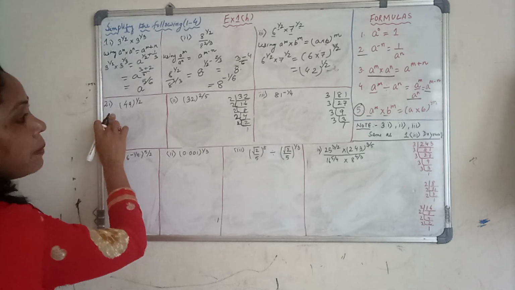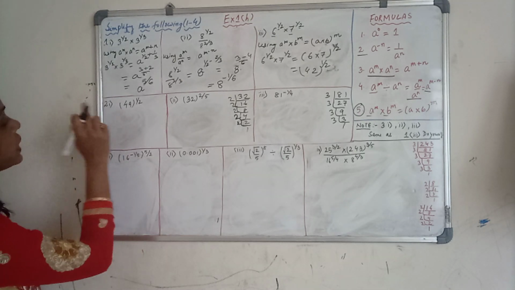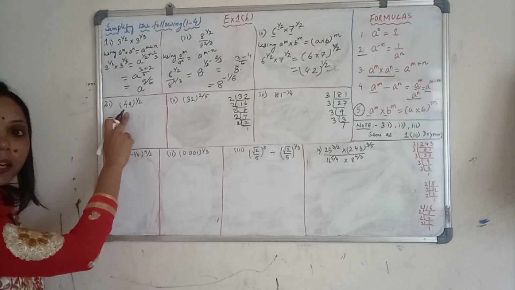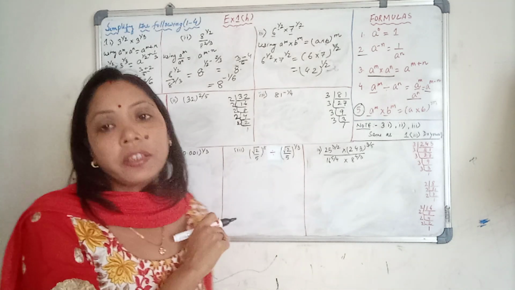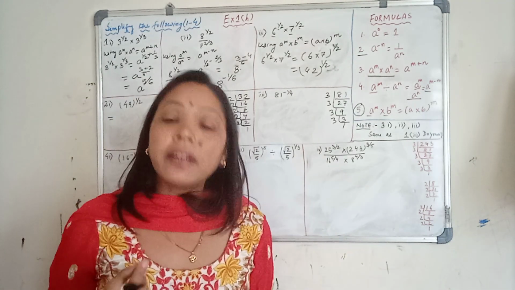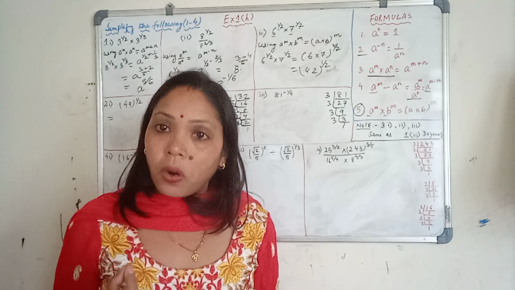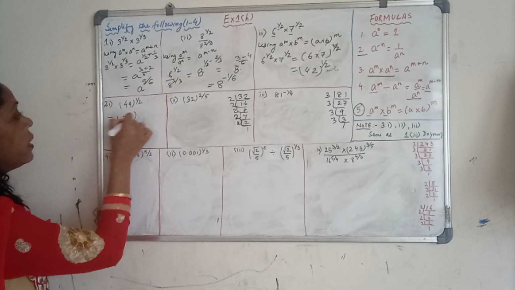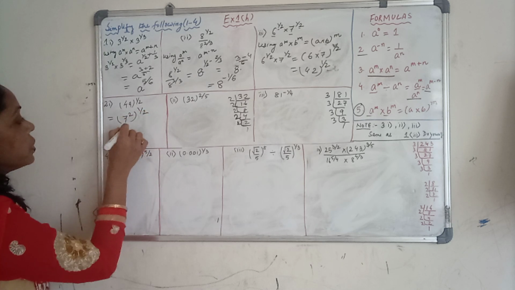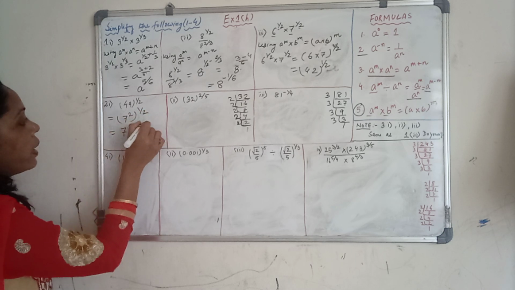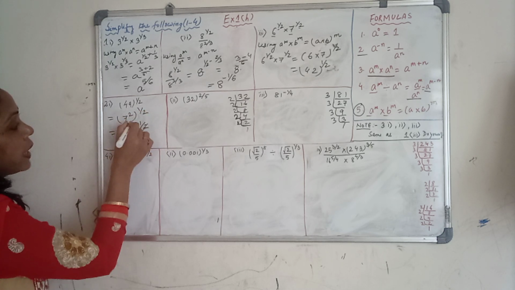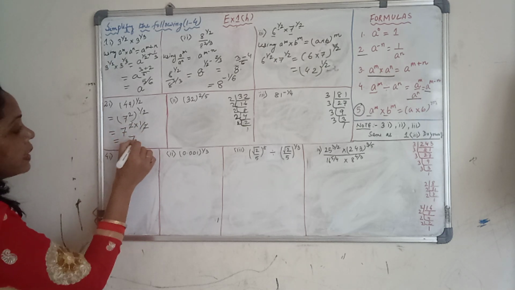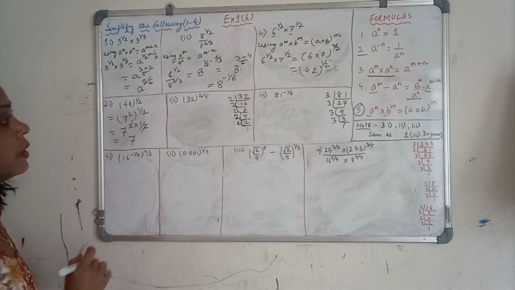Now question number 2. In question number 2, you have to write the prime factorization of 49. And we all know that 49 is the square of 7. So we can write here 7 square to the power 1 by 2. So 7 into 1 by 2, the 2 gets cancelled. So it comes as 7.